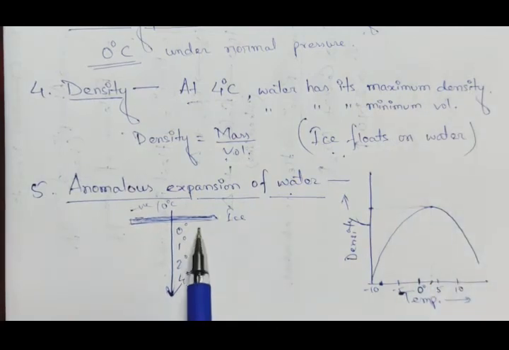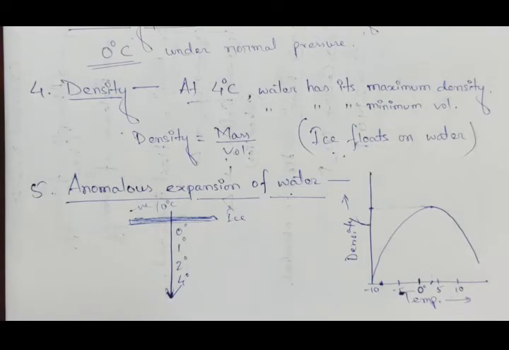Clear? So under the ice layer there is water only, so in that water zone aquatic lives can easily live. Okay, so this is the reason that due to the anomalous expansion of water, marine life can exist in the colder regions underwater. Clear?